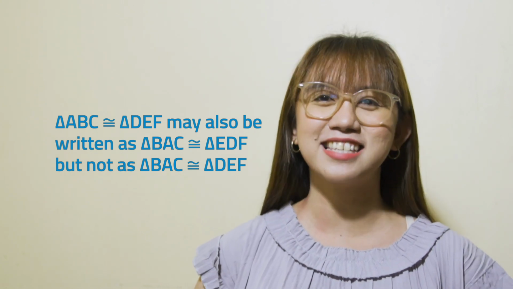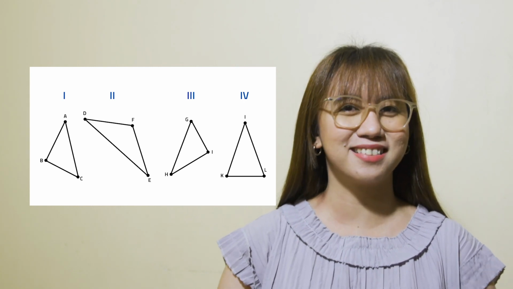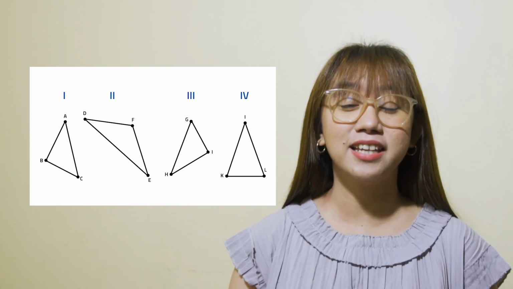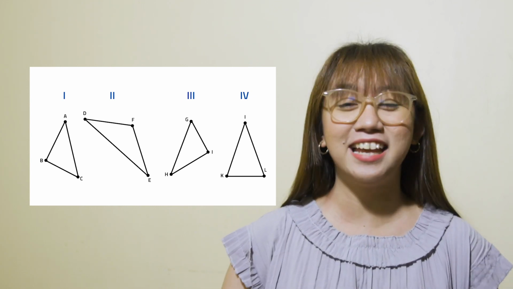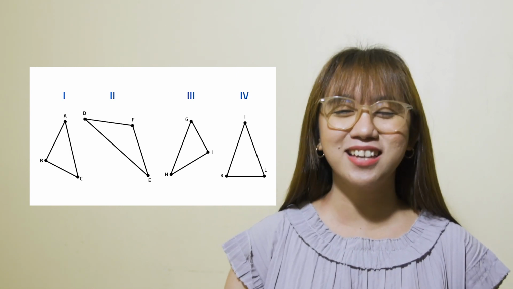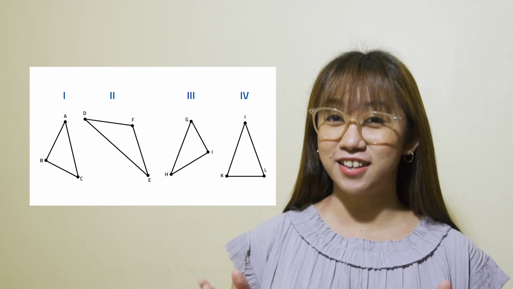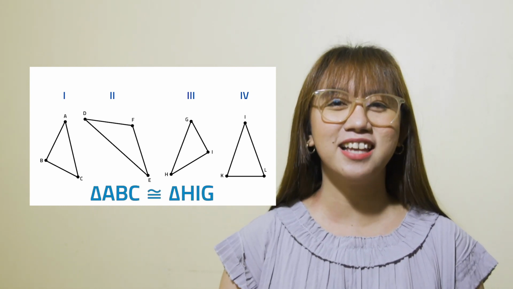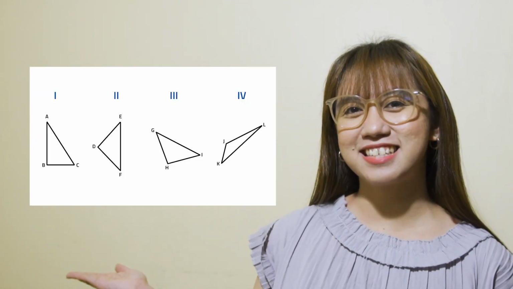Take a look at these examples. Which of the following triangles appear to be congruent? The only two triangles that appear to coincide when laid directly on top of each other are triangles 1 and 3. The correspondences are A corresponds to H, B corresponds to I, and C corresponds to G. Thus, we may write triangle ABC is congruent to triangle HIG. Fantastic! Now, take a look at this.